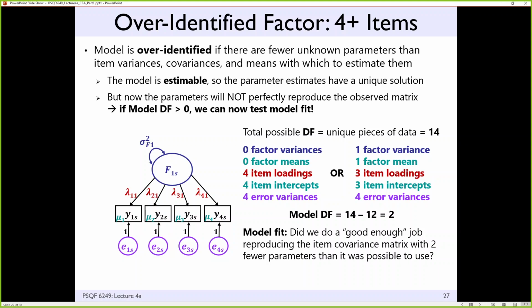That's it. So if I have 4 items, let's say that I have a standardized factor again. So variance is 1, mean is 0. I don't need to estimate those. Then I've spent 12 degrees of freedom to estimate this model. 1 loading, 1 intercept, 1 error variance per item. 14 pieces of data going in, because this set of 4 items has 4 means, 4 variances, and 6 covariances. So now I have 2 left over. I have room to be wrong.